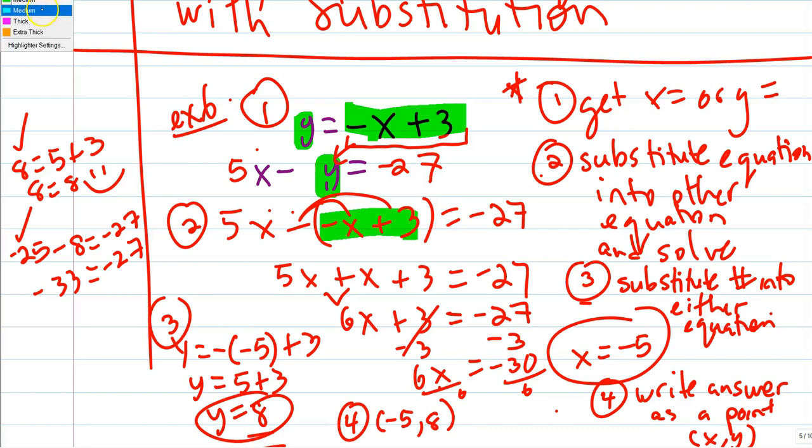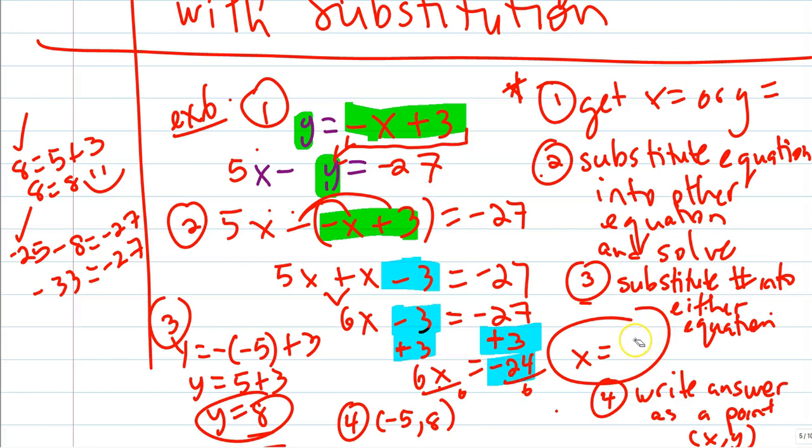This is going to happen sometimes, and I could pretend like I did this on purpose, but when I distributed the negative, that 3 was supposed to become a negative 3. So what does that do? Well, then this would be a negative 3, which means we wouldn't subtract 3 on both sides. We would add 3. That would give me 6x is equal to, how about negative 24? And negative 24 divided by 6 would be negative 4.